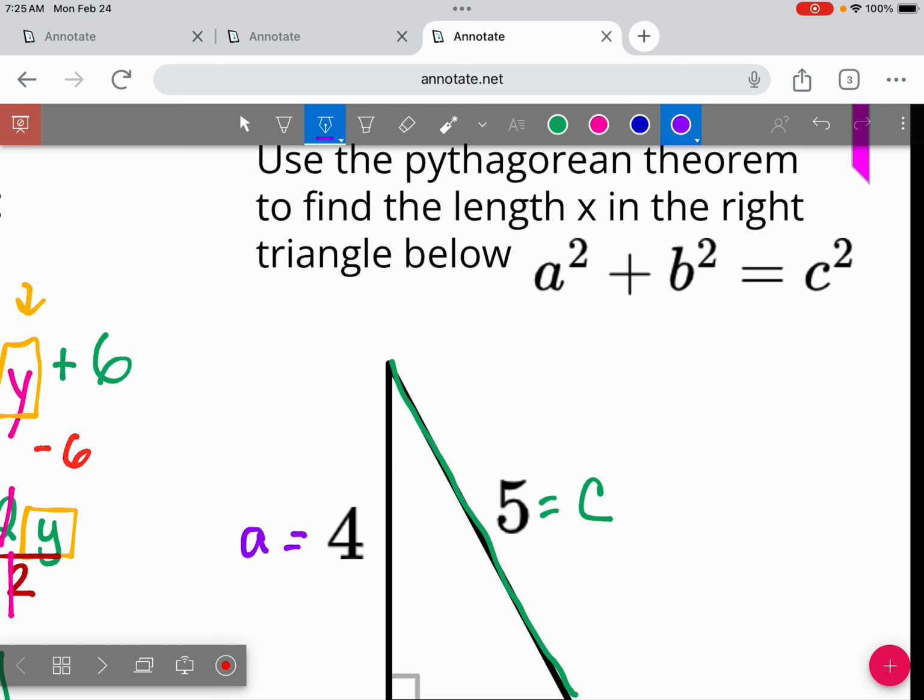So now that we have those guys kind of named, what we're going to do is substitute them in. So we're going to have our 4 squared plus something squared. Might be X, might be B. You can leave it as the B if you want to. Equals our C, which was 5 squared.